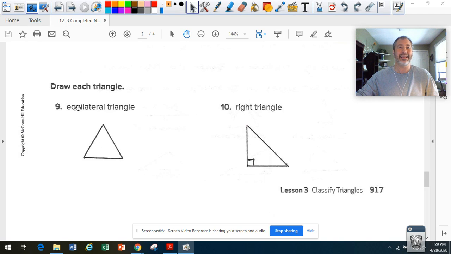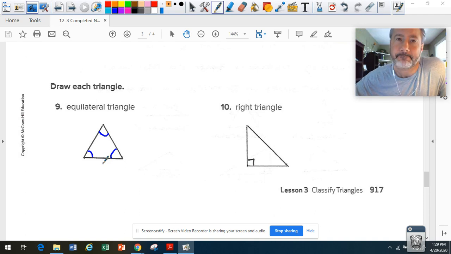They want you to draw an equilateral triangle, which means all of these sides have to be exactly the same. Let me give you another hint. If it's an equilateral triangle, it's also called an equiangular triangle. Why is that? Because all of these angles are going to be the same measurement, because all of these sides are exactly the same. Now, here's a question for you. If each of these angles are the same, what's the measure of each angle? Think about that. How many total degrees are in a triangle?